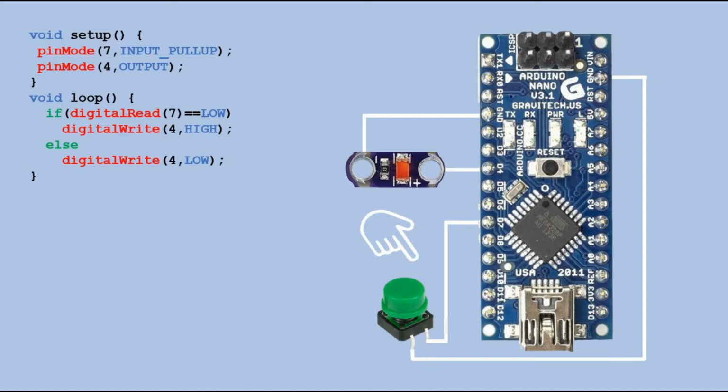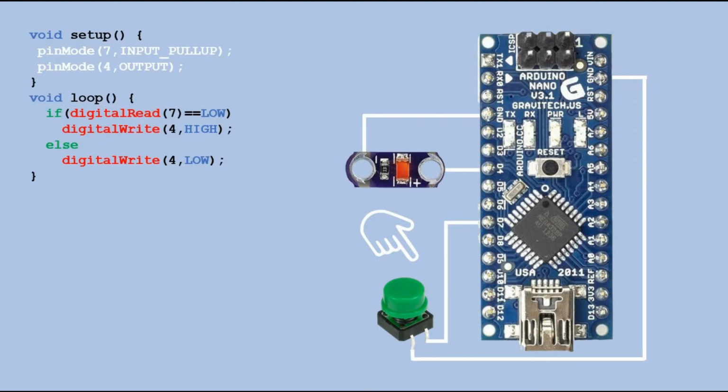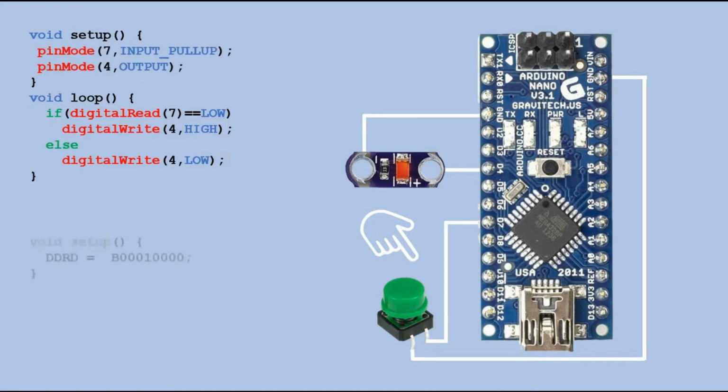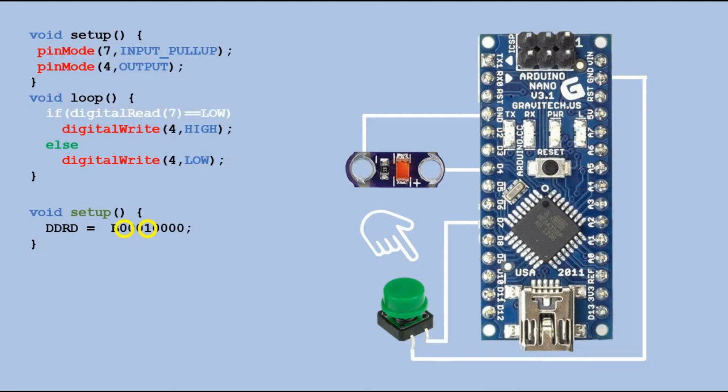I will try to rewrite this code so that it uses pin registers. First we have pinMode commands to set input pin of the button and output pin of the LED. We can now do it with a single line of code. In the binary value sent to the direction register, you can see that bit corresponding to digital pin 4 is set to 1, configuring this pin as output, and bit associated with digital pin 7 is set to 0, and that means it will be configured as input.